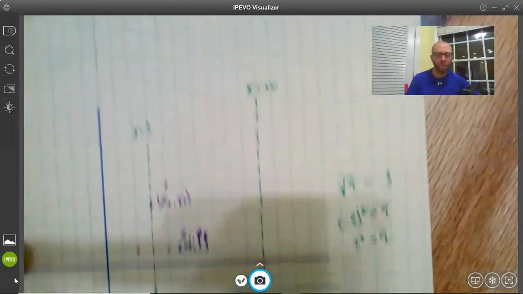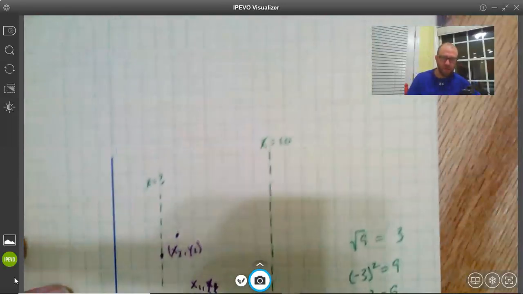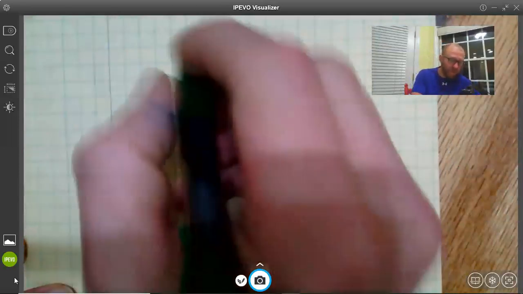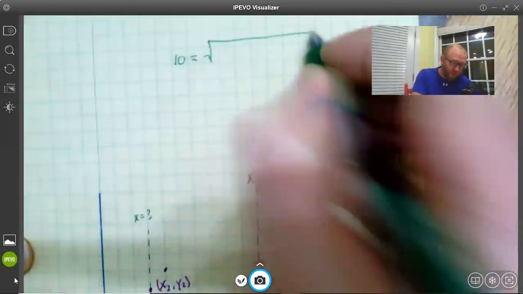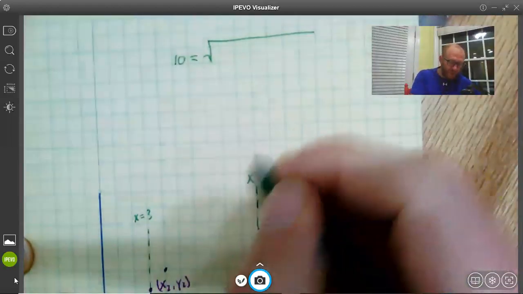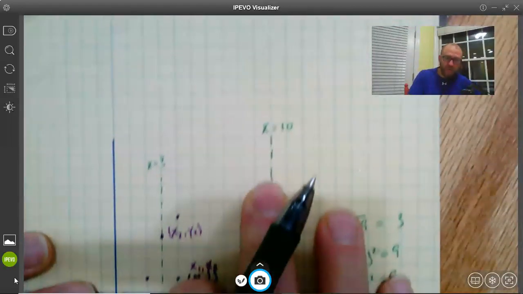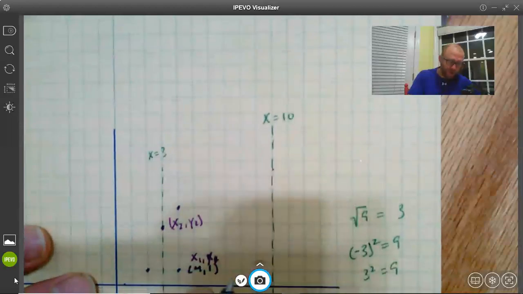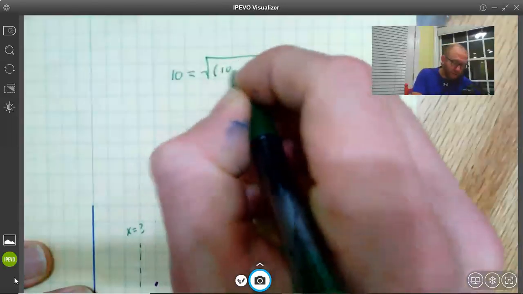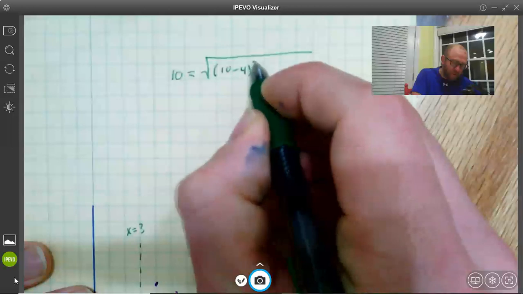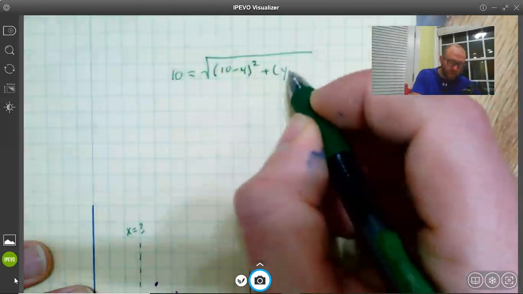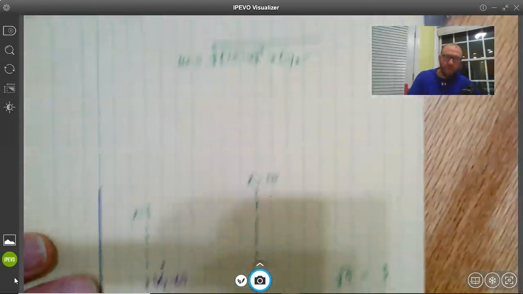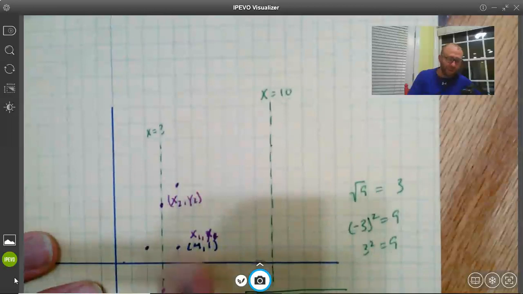Right. So you're going to set up your equation, and the whole distance needs to be 10 units away. So 10 equals our distance, so square root of, we know our x-coordinate for here is going to be 10, and our x-coordinate for here is 4. So plug that in. 10 minus 4 squared plus our y-coordinate, that's unknown, y sub 2 minus, our y-coordinate here is 1.